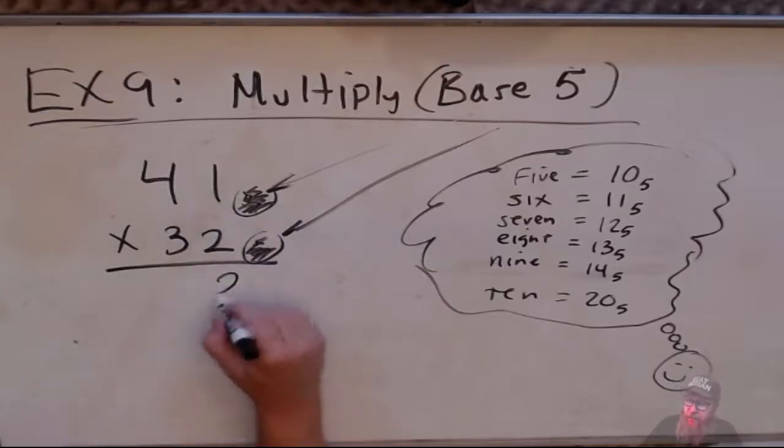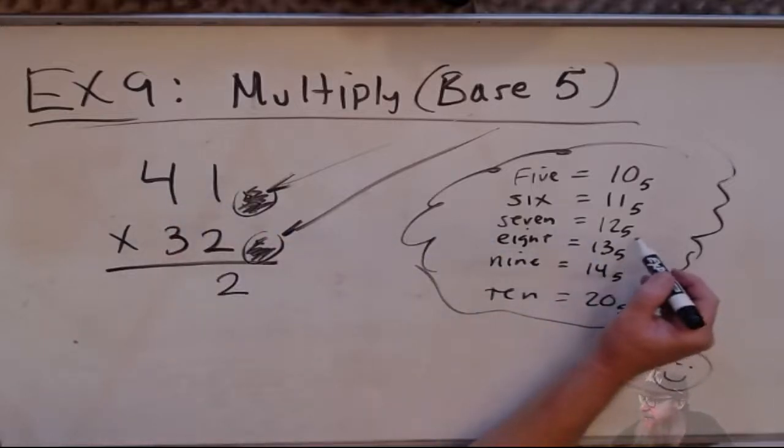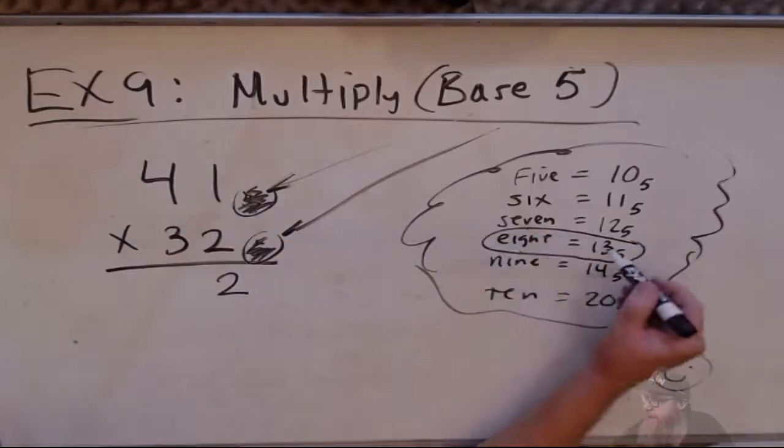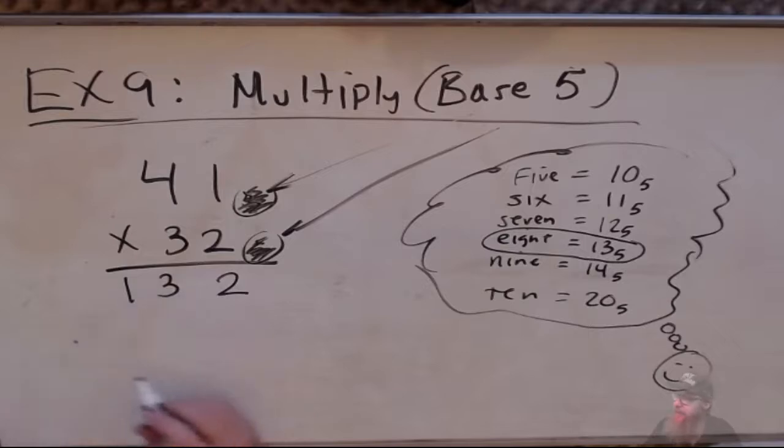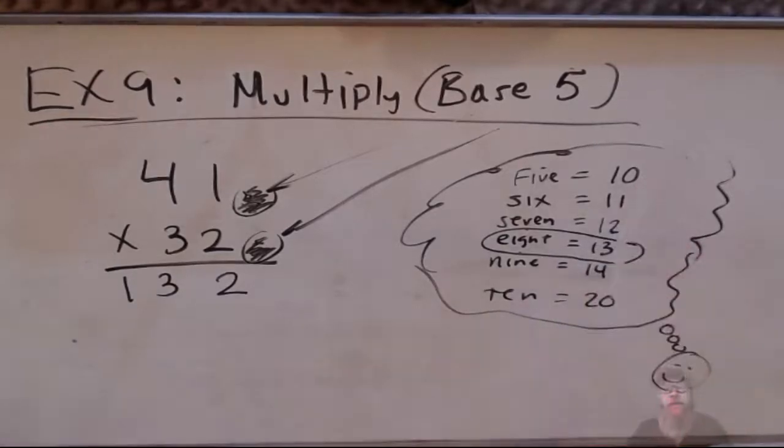2 times 1 is 2. 2 times 4. There we go. That's 8. But 8 looks like 13. Again, I'm omitting the subscripts while I'm doing my calculation because the subscripts really just get in the way.